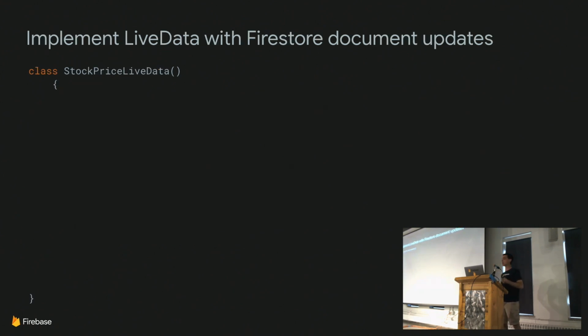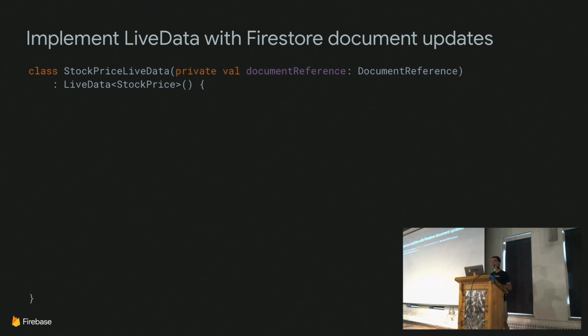So if I wanted to implement a LiveData object, I could do that very easily. All I have to do is subclass LiveData with the type that I'm interested in. I will also pass it a document reference. So this is a Firestore thing. This is a reference that points into the document, into the collection that I'm interested in. So I'm going to tell it what the document reference is that it should pay attention to.